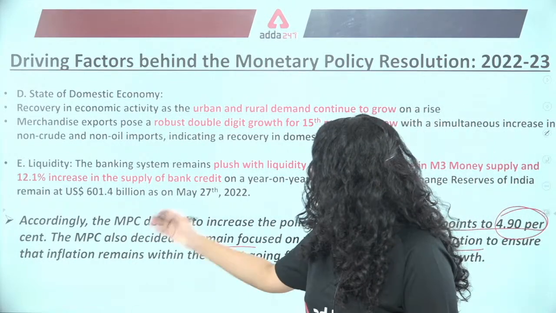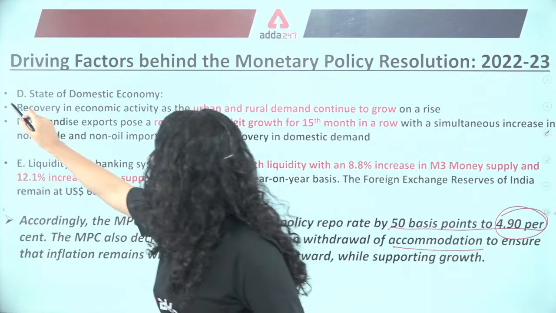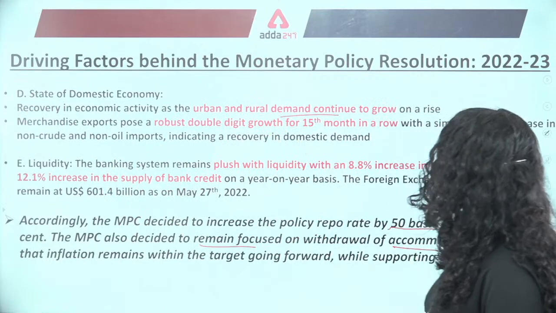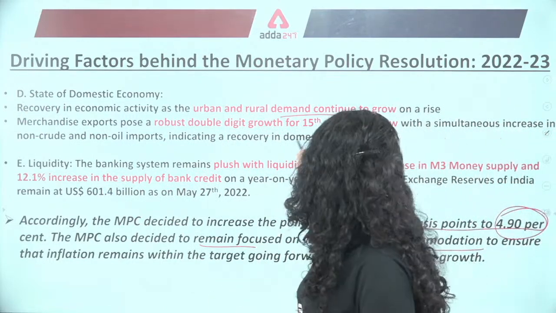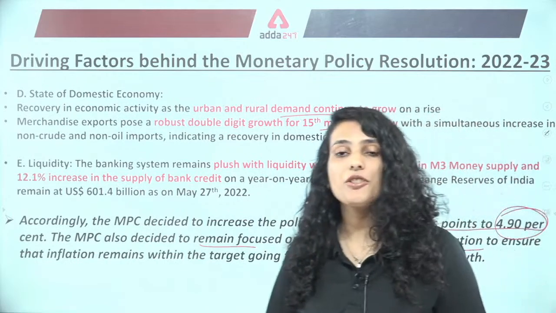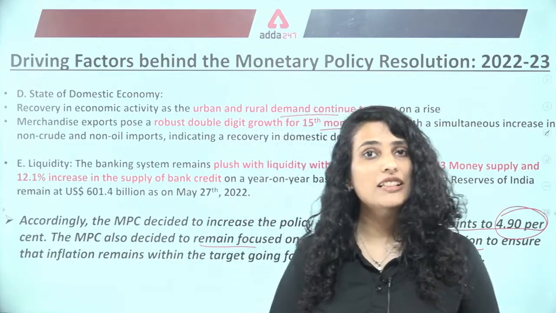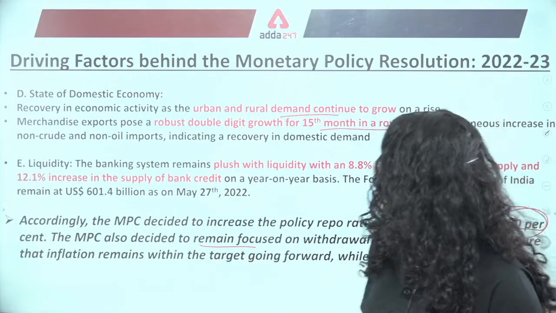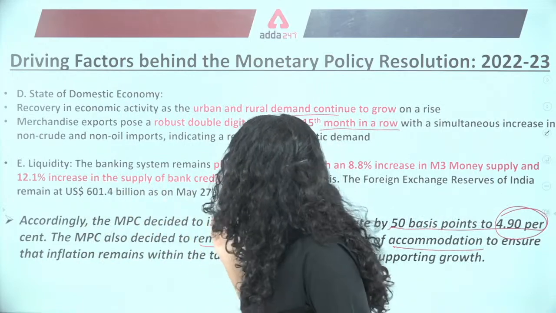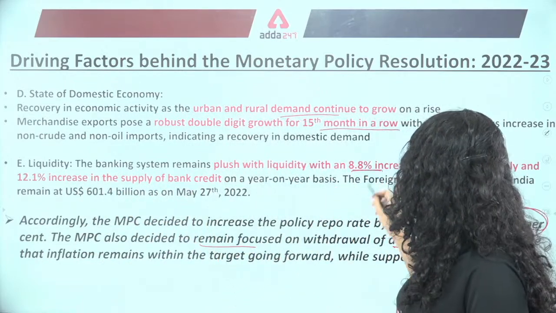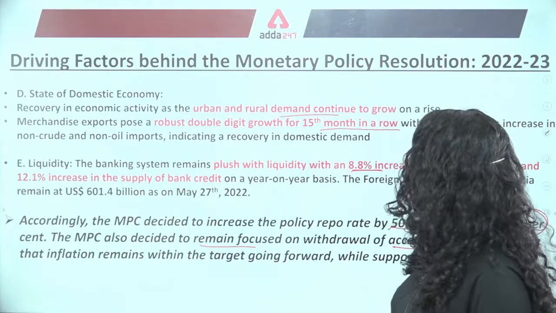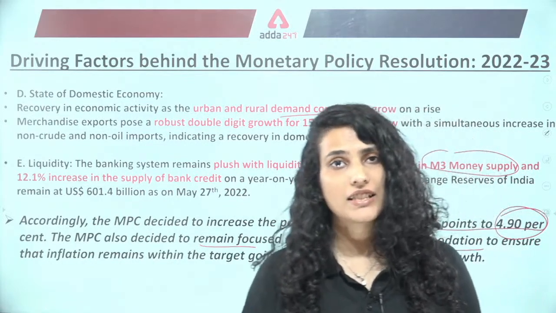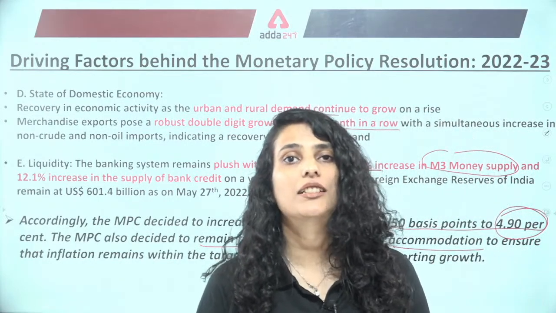Okay, liquidity, you can also have a look at this point. State of Indian economy हम लोग already discuss कर चुके हैं. Urban and rural development, they continue to grow. Double-digit growth है for the 15th month in a row. The Indian economy has been witnessing a double-digit growth rate 15th month in a row because after lockdown, economic activity has spurred like anything. Liquidity in the banking system, 8.8% M3 money supply increase हुआ है, 12.1% से bank credit increase हुआ, and of course the foreign exchange reserves of our country remain at $601 billion.